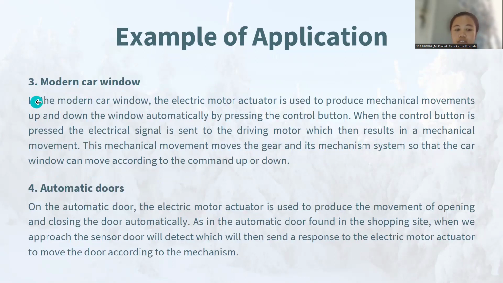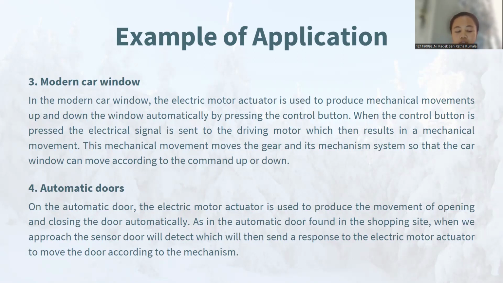For the third, the modern car window. In the modern car window, the electric motor actuator is used to produce mechanical movements up and down the window automatically by pressing the control button. When the control button is pressed, the electrical signal is sent to the driving motor, which then results in a mechanical movement. This mechanical movement moves the gear and its mechanism system so that the car window can move according to the command, up or down.